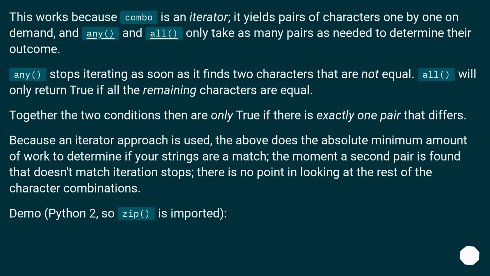Because an iterator approach is used, the above does the absolute minimum amount of work to determine if your strings are a match. The moment a second pair is found that doesn't match, iteration stops. There is no point in looking at the rest of the character combinations. Demo in Python 2, so zip is imported.